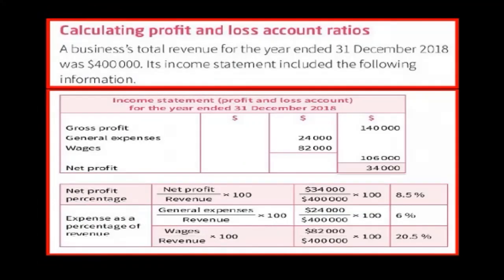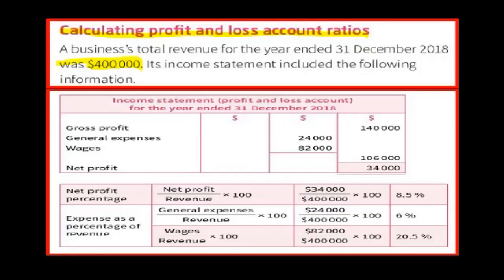Right, do you want to look at a worked example calculating profit and loss account ratios? A business's total revenue for the year ended 31st December 2018 was 400,000. This figure would be 400,000 as the sales. Its income statement included the following information.